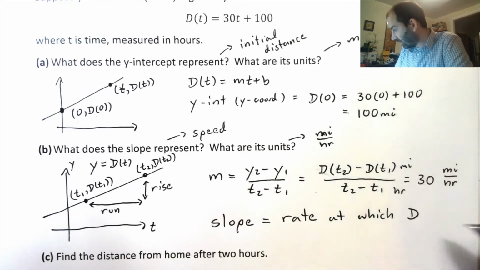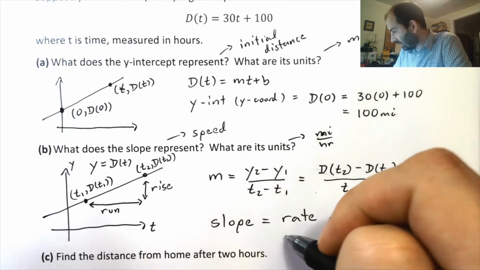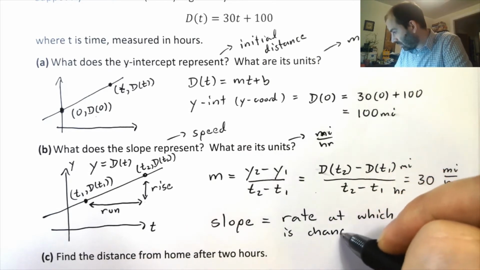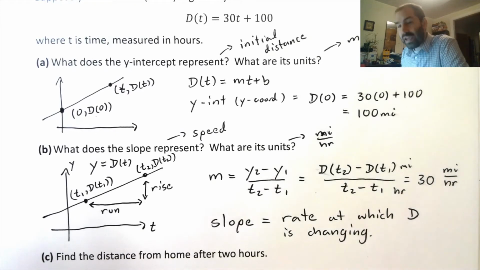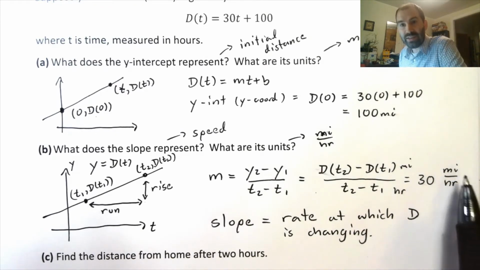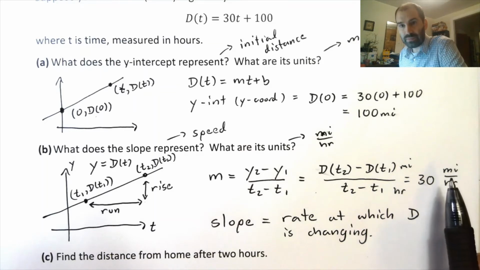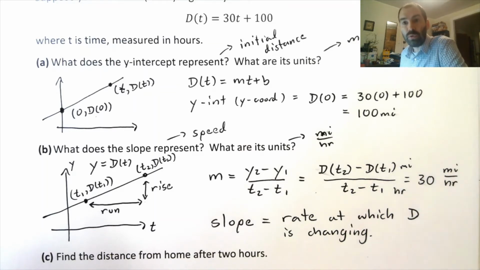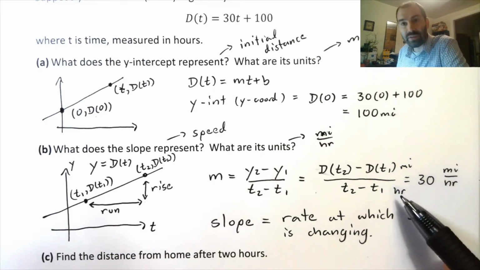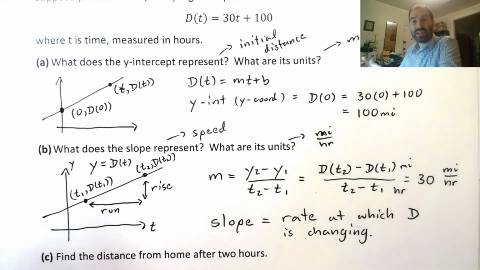In this case, our function is d. If the slope is positive, as it is in this case, we know we are moving forward. If the slope is negative, that means our distance is decreasing, so we're moving backwards. So the slope can be positive or negative depending on which direction we're going. Okay.